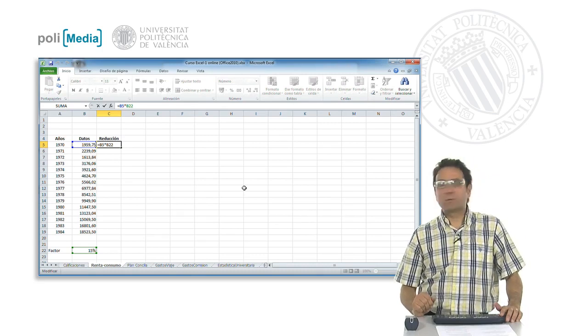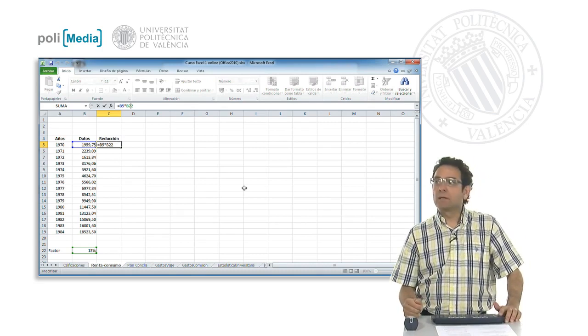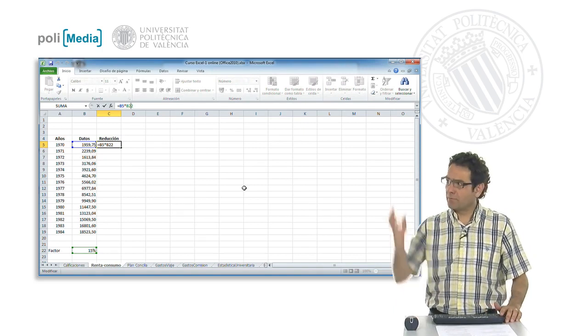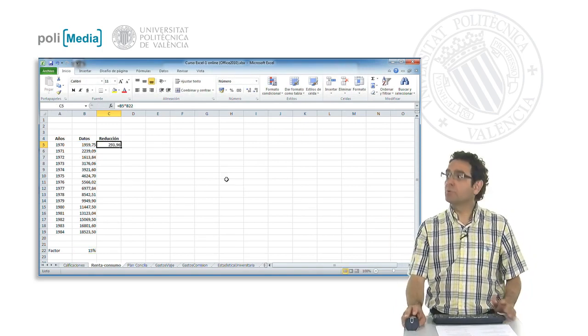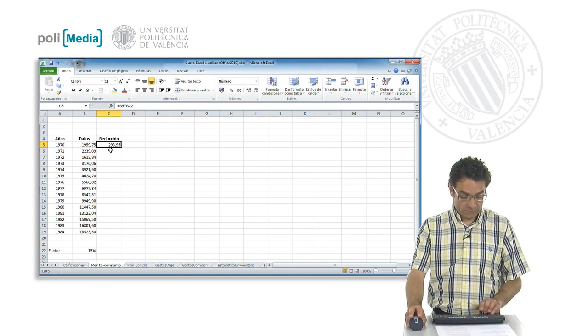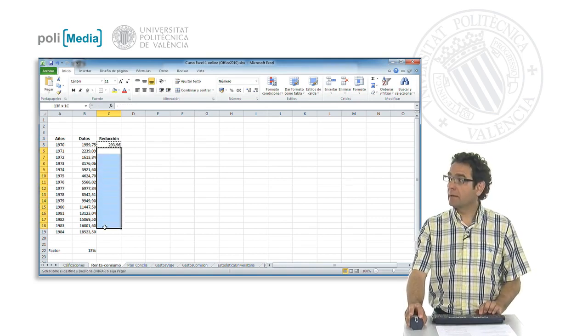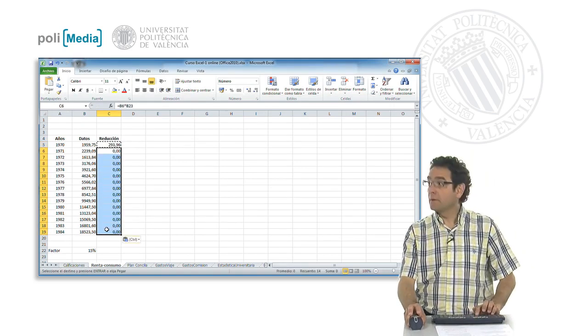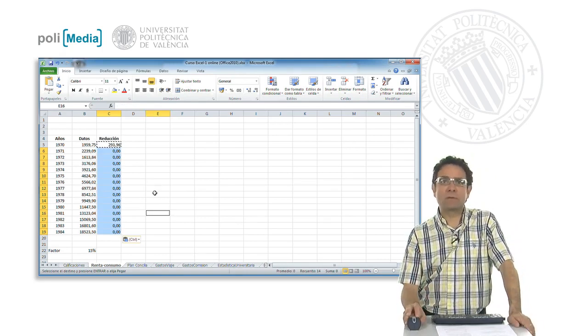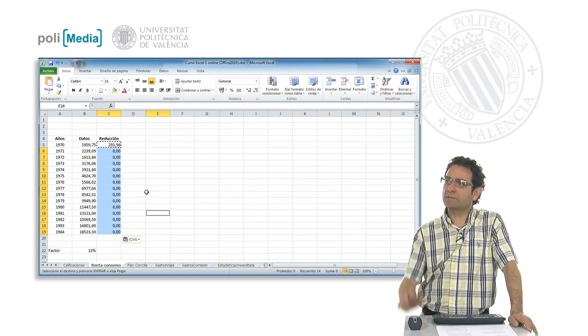So if I want to apply this reduction to all these amounts I have in the tables, logically I am going to want to do it together. So I can think about copying this expression with Ctrl+C and pasting it in this whole range. We see that in this case it has come out wrong. It has not worked as intuitively as it seemed at first sight.